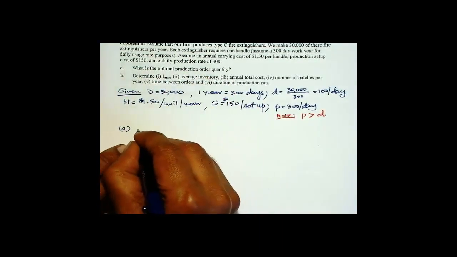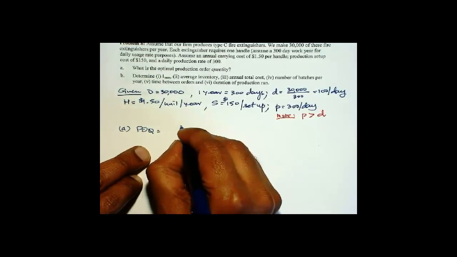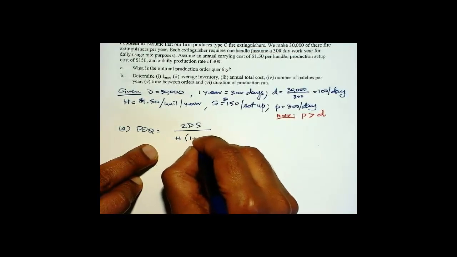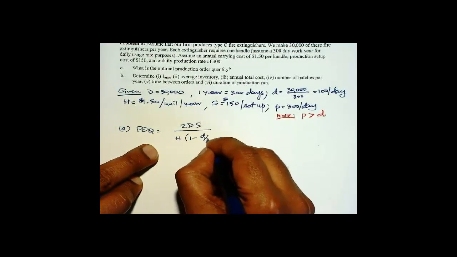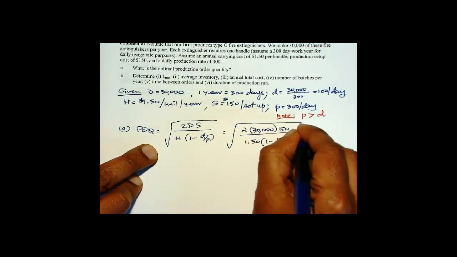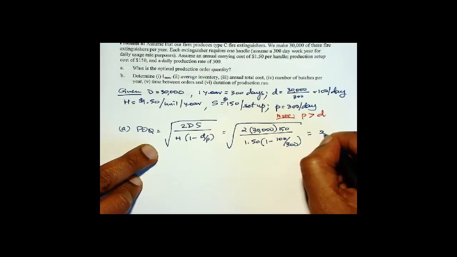So the POQ formula is, then you plug in the values: 2 times 30,000 times 150, divided by 1.5, 1 minus 100 over 300, and that is equal to 3,000.